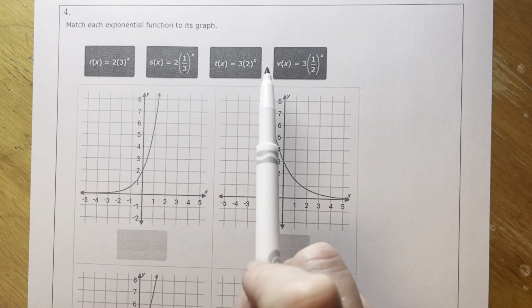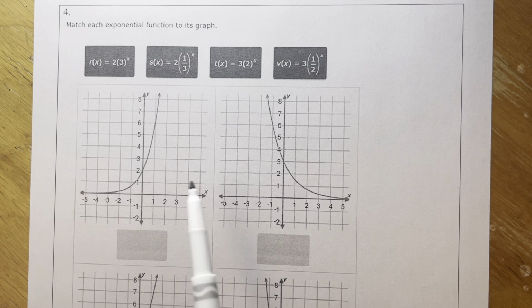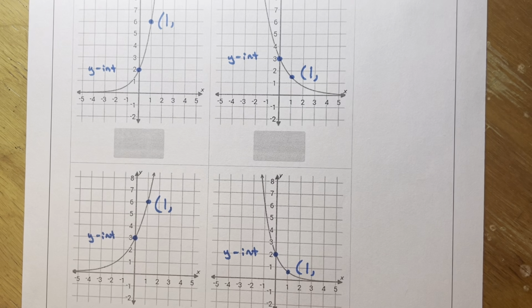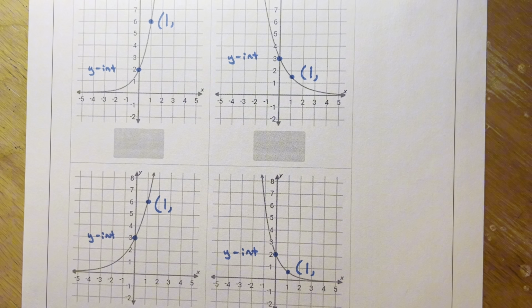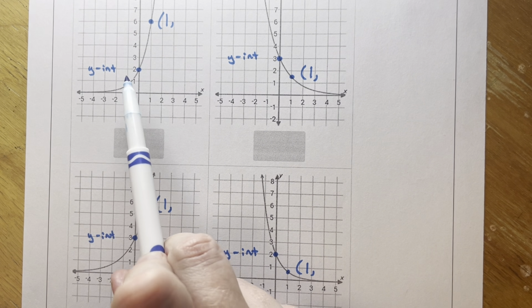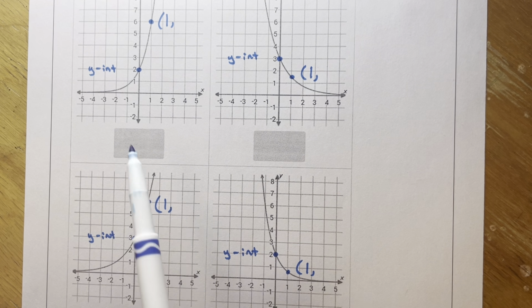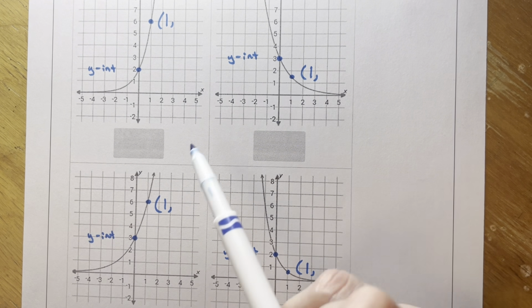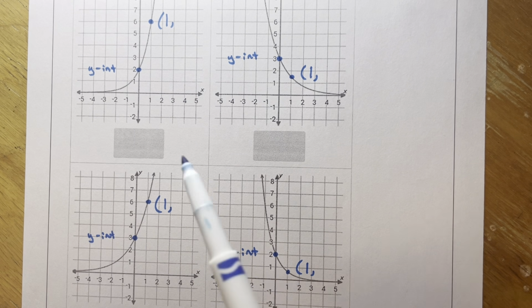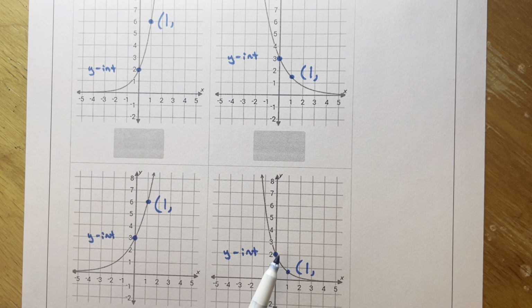In example 4, we're going to match the exponential functions of r of x, s of x, t of x, and v of x to their appropriate graphs. As we begin the process of looking through our 4 graphing options, we first find their 4 unique y-intercepts. So I find here that 2 of my graphs have a y-intercept of 2, while my other 2 graphs have a y-intercept of 3. And we also see that our graphs are pointed in opposite directions when we have this same y-intercept. So that's interesting.